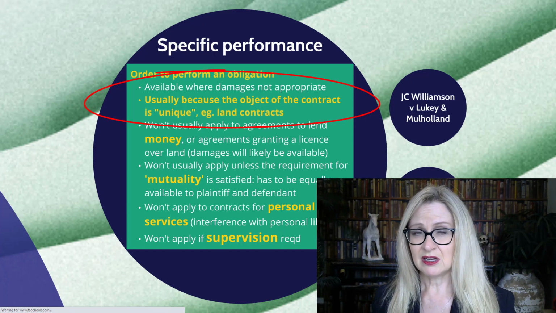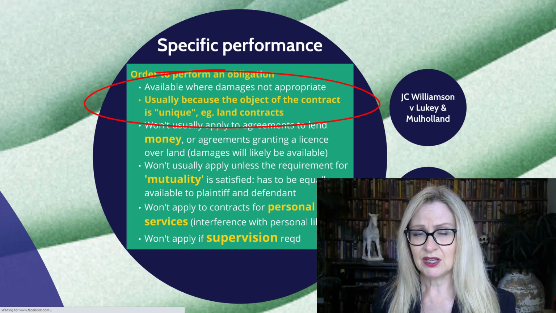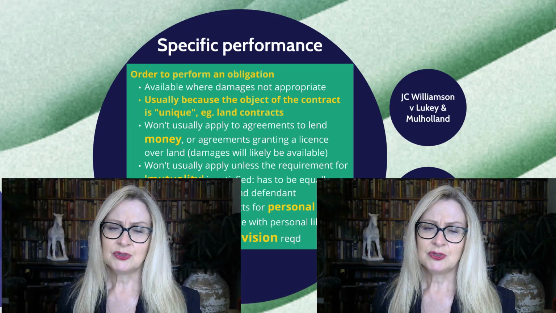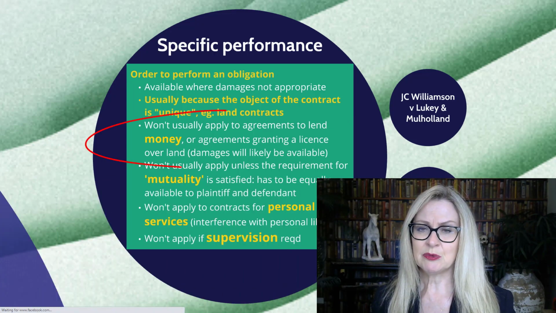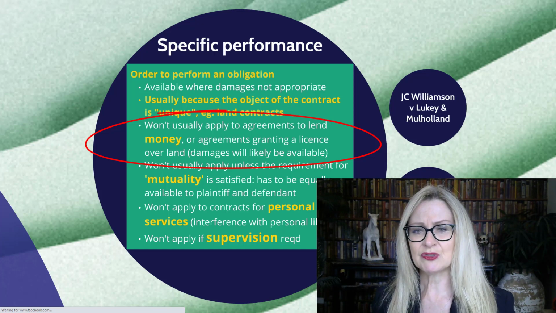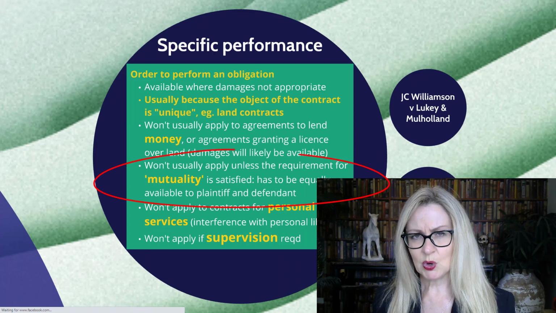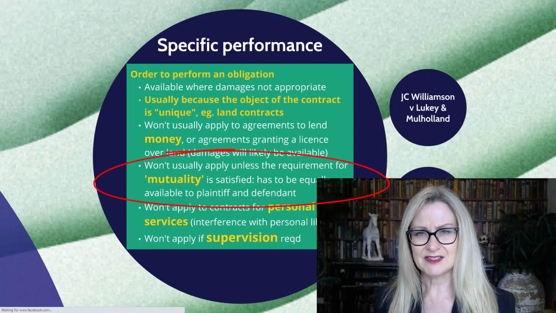It might be a land contract. Land is always considered to be unique because no one parcel of land is exactly the same as another. Normally, specific performance won't be applicable to agreements to lend money or agreements granting a license. Damages will be your remedy there. Also, it won't usually apply unless the requirement for mutuality is satisfied.